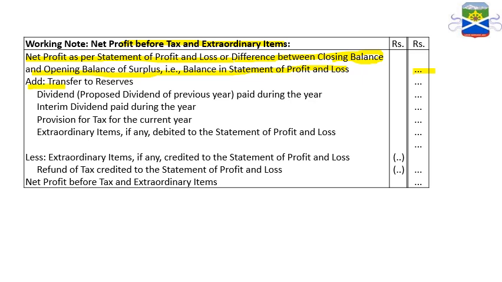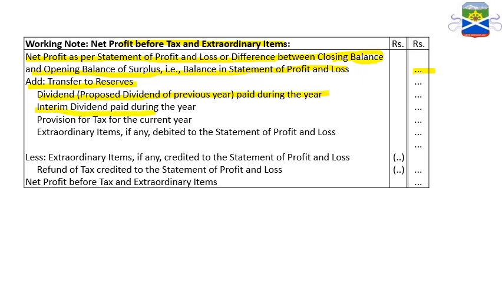Next one is add transfer to general ledger. Then the dividend, proposed dividend of previous year or paid during the year. That is, we can write it as the dividend paid during the year, or you can write it as proposed dividend of previous year. Previous year proposed dividend becomes current year paid.